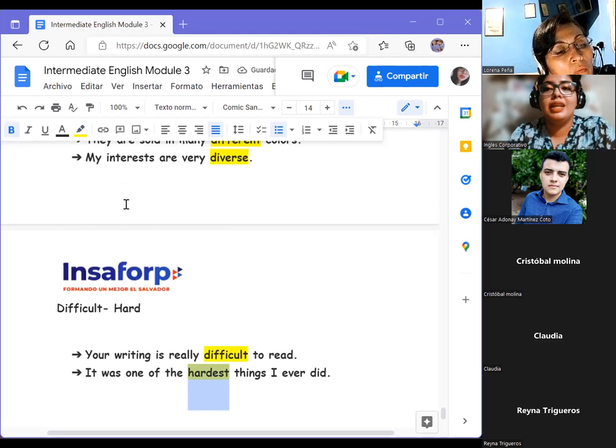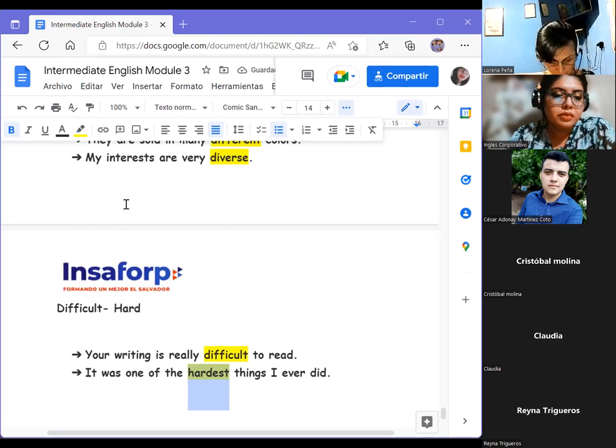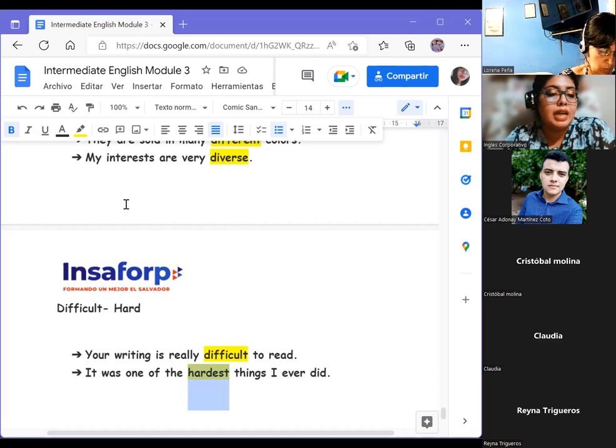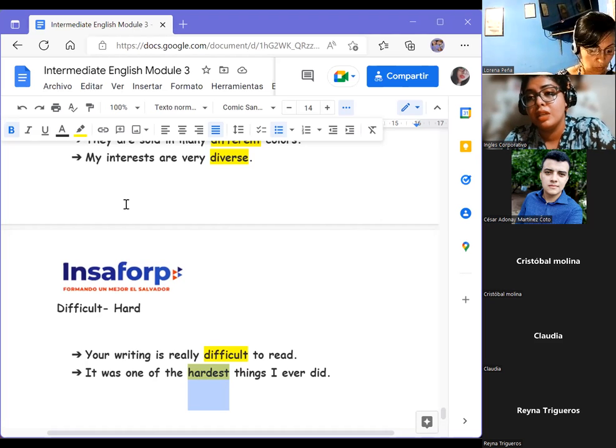So I was saying that it's not something complicated to use the superlative or the comparative of the adjectives. In that case, it is not necessary to avoid that part of the adjective because we have the root of that superlative or comparative adjective that is the same that we are using for the synonym.